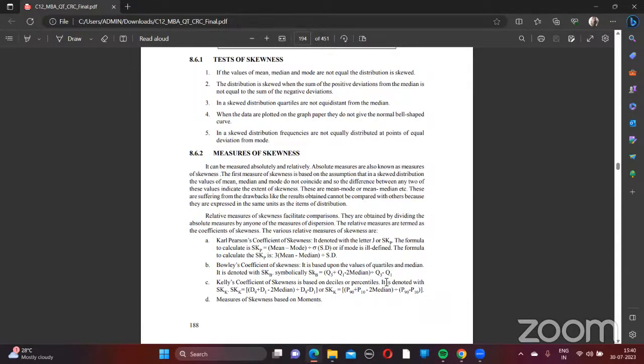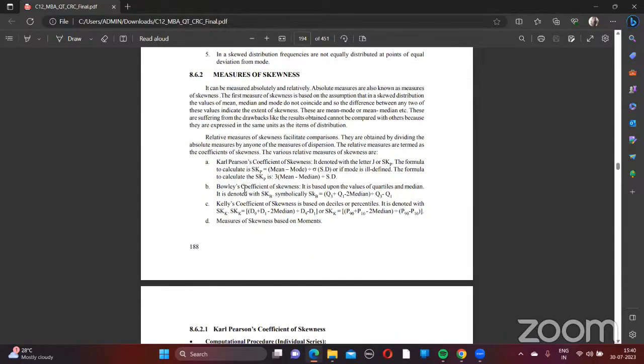Most people think that measuring with Kelly's method will not give an accurate result. So what people refer to is Karl Pearson's, and another one is Bowley's. There is also skewness based on moments, but most will prefer either the mean or the median. The mean is preferable because of its mathematical accuracy, as the arithmetic mean is applied in it, whereas Bowley's uses only quartiles and the median. To find it out, the formula is given clearly here. SKP is what?